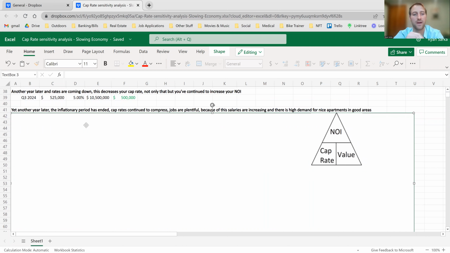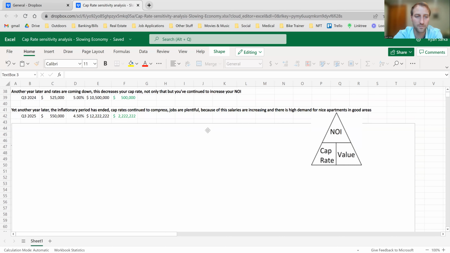The inflationary period has ended. I guess the Fed fixed it. Who the hell knows? Cap rates have continued to compress due to this, and jobs are plentiful. Because of this, salaries have been increasing. There's a high demand for nice apartments in good areas. This could mean A apartments. This could be B. It doesn't really matter for this example.